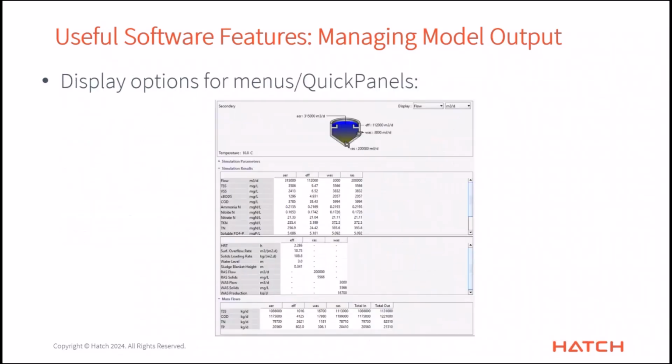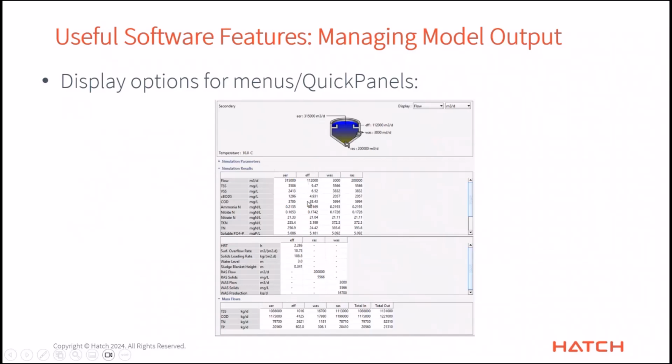So a couple of things I'll mention about these quick panels. These are the panels that you get when you double click on a unit process in your GPS-X layout. And now I'm sure you're used to using these on a regular basis. In fact, it is one of the most common ways to view the output of models in GPS-X. Most people like to use this panel right here.